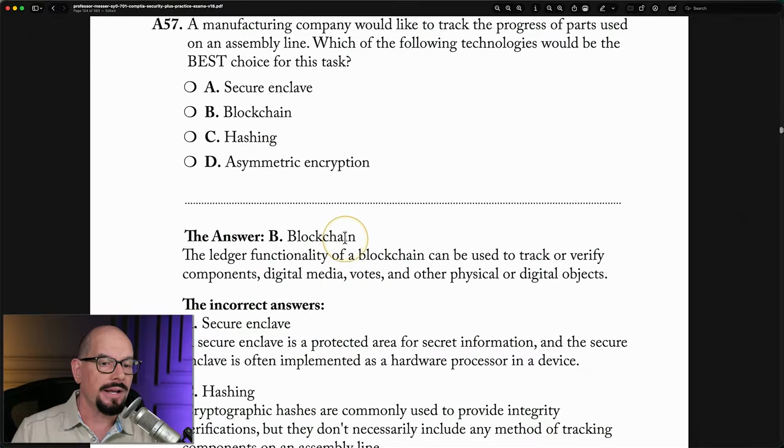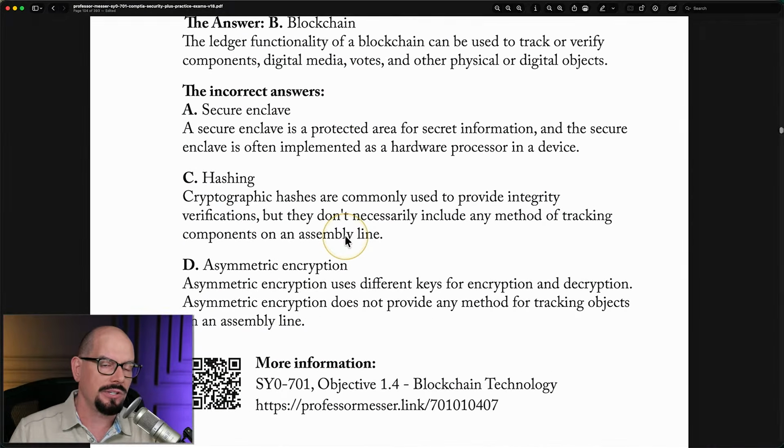But in my book, I take every single incorrect answer and I give you documentation on why I believe the wrong answers are indeed wrong and why they would not be the correct answer for this particular case. So you can see why secure enclave is not the correct answer, why hashing is not the correct answer, and why asymmetric encryption is not the right answer.